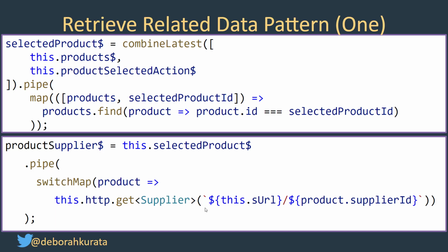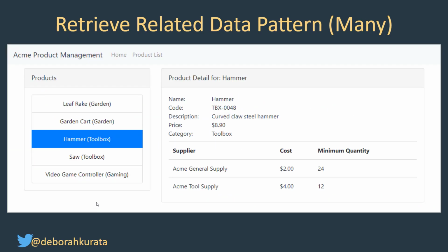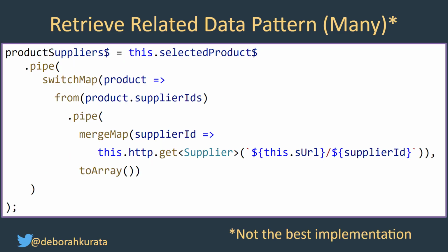All right, but what about many? What if you had many suppliers that could provide this product, and then when you need to reorder, you could pick from that list of suppliers? How do you deal with that? Say in this case, our product has an array of supplier IDs, and we want to somehow go through that array to get all of these suppliers. So here is an example that is not the best implementation of how to do this. The reason I'm doing this first is because it's very explicit and easier to talk through.